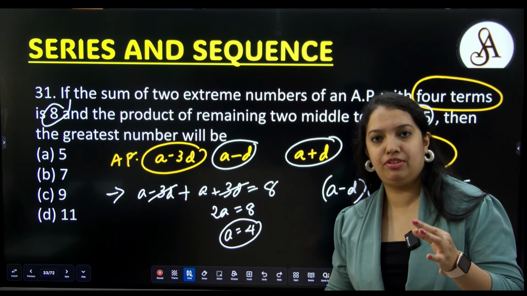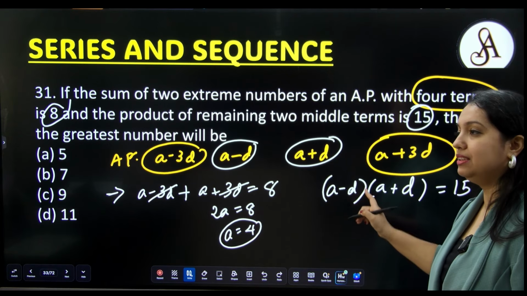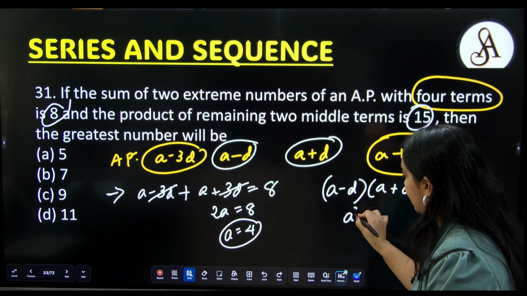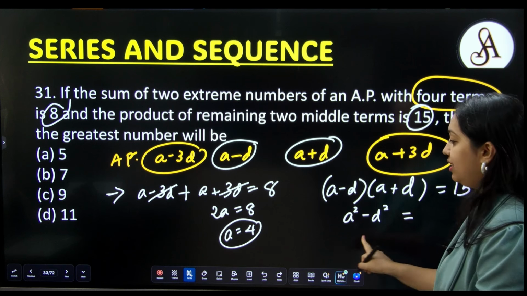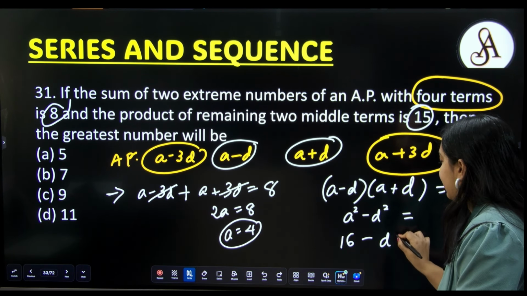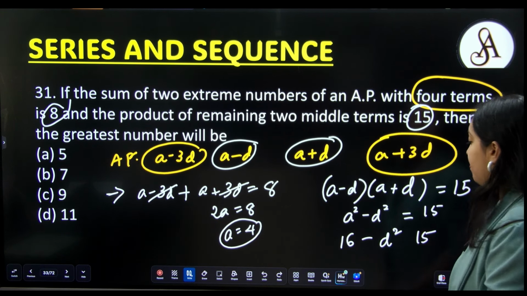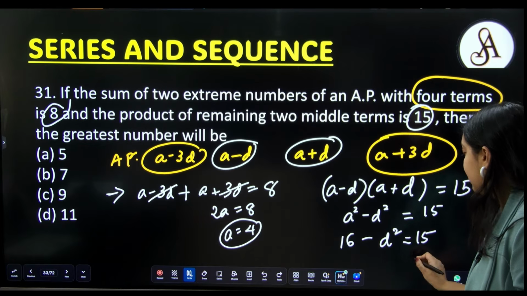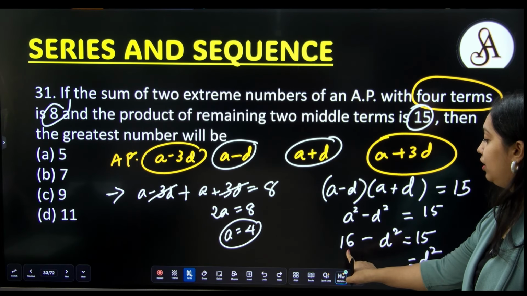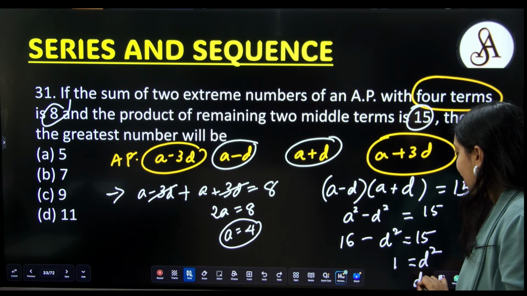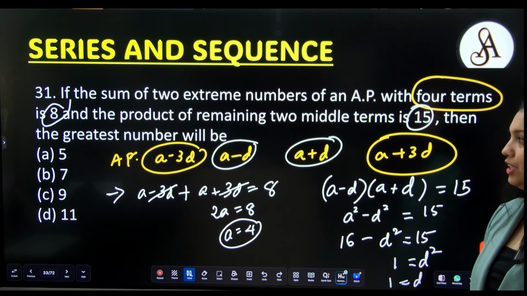Now, we have learned in the equations chapter (A plus B) into (A minus B) is A square minus B square. So this can be converted as A square minus D square. What is the value of A? 4. What is 4 square? 16 minus D square is equal to 15. Take 15 to the left hand side and D square to the right hand side, plus D square is equal to 16 minus 15, which is equal to 1. D value is equal to square root of 1, which is 1.